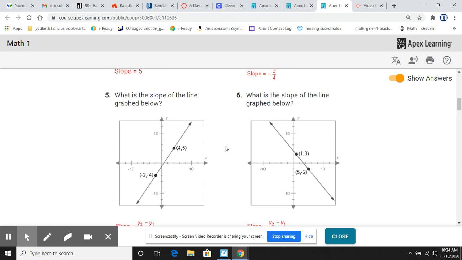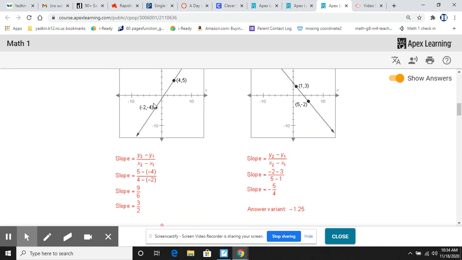What is the slope of the line graphed below? You could count your rise over run. It might be easier, since there's not vertical and horizontal lines everywhere, to just throw it into the slope formula here, and your slope is 3/2.